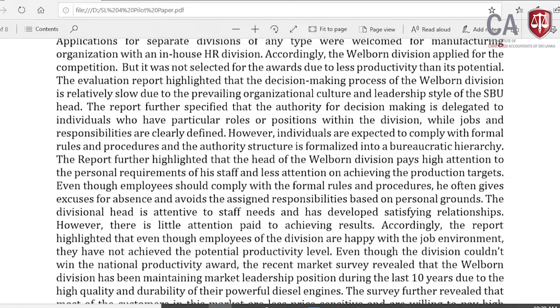He is not much worried about leaves. People take leaves, right. The divisional head is attentive to staff need and has developed satisfied relationship. They have very good relationships. Yes, now the leadership style, they are more focused on the staff requirement.